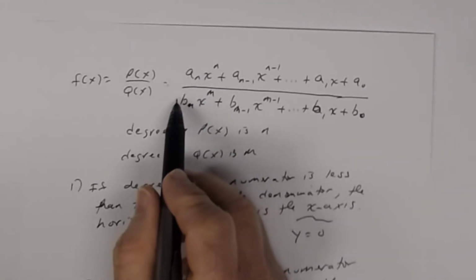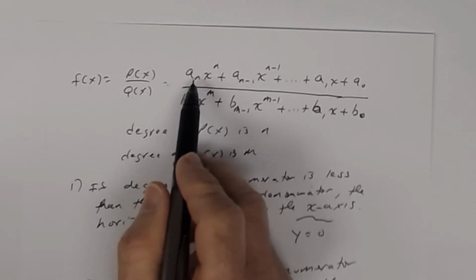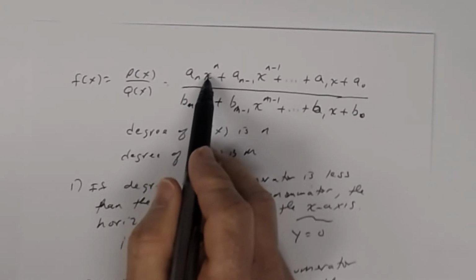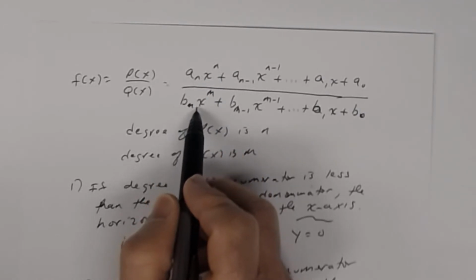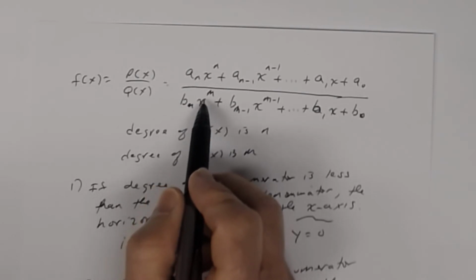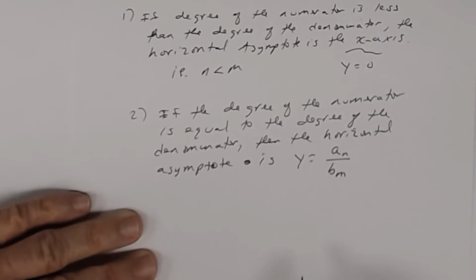And that b sub n is this. All right, so these are coefficients. Y'all agree? So a sub n is the coefficient of the largest exponent term right here, and b sub m is the coefficient of x to the m, right? Okay, so here's how we're going to talk about this.